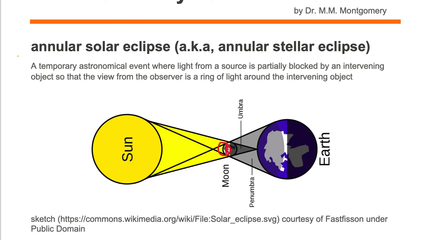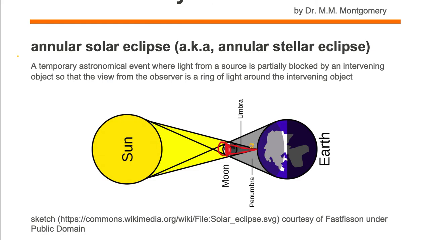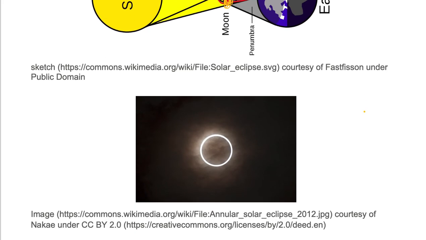In this case, we still have a dark shadow, but from the point of view of the observer that is standing on the surface of the Earth, when they look up at the object, they see this ring of light around the intervening object. Let's take a look at this annular eclipse.